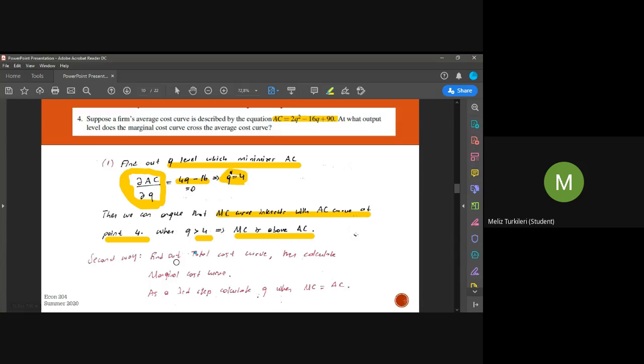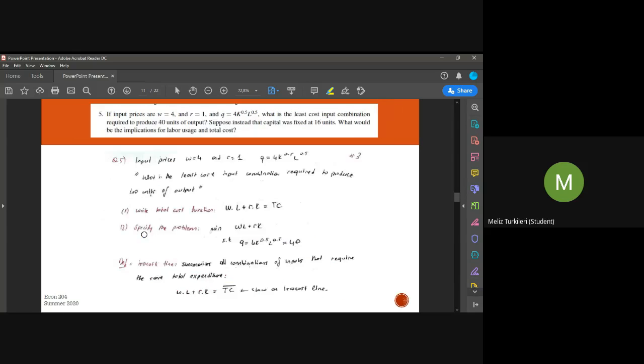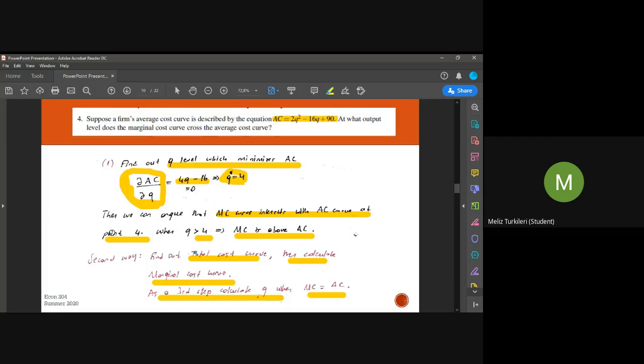As a second way, you can find out the total cost curve because you already know the average cost curve. Then calculate the marginal cost curve. And as a third step, calculate the Q when the marginal cost curve equals the average cost curve. If you use this way, you are going to find out the same output level. Okay, it's going to be the same. So that's all. If you don't have any questions, I'm going with the fifth one.